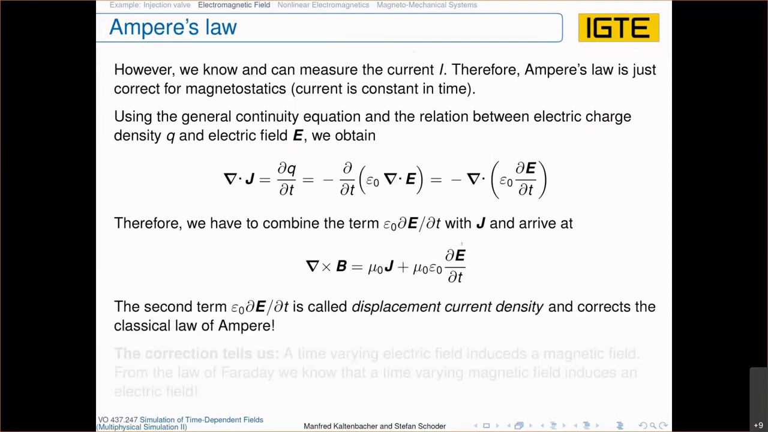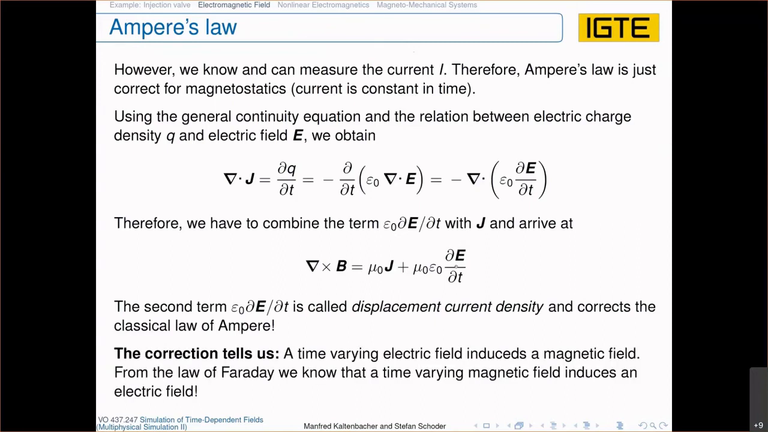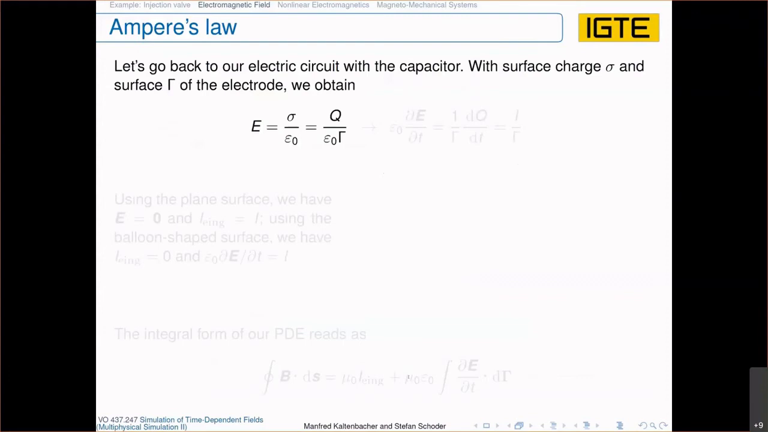And what is interesting now is that due to this relation, we see that the time varying electric field induces a magnetic field. And from Faraday, we already know that the time varying magnetic field induces an electric field. So you have this very interesting physical mechanism between the magnetic and the electric field.